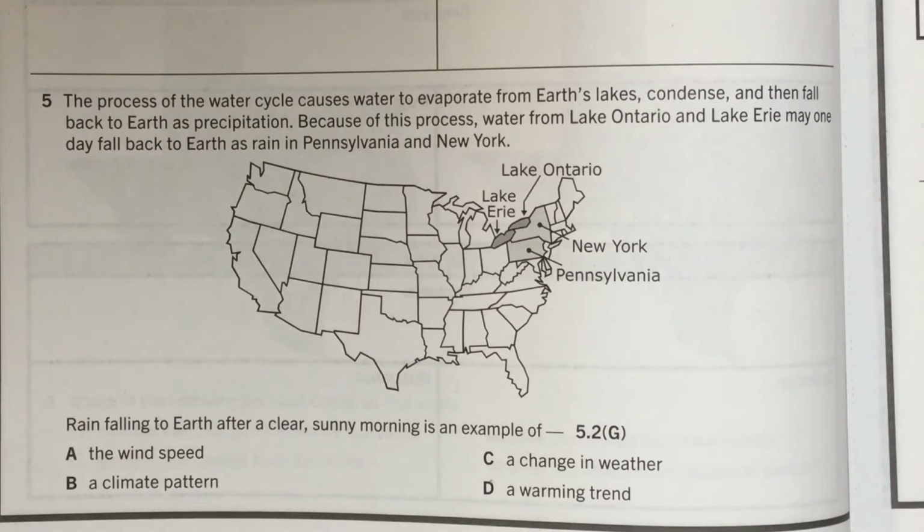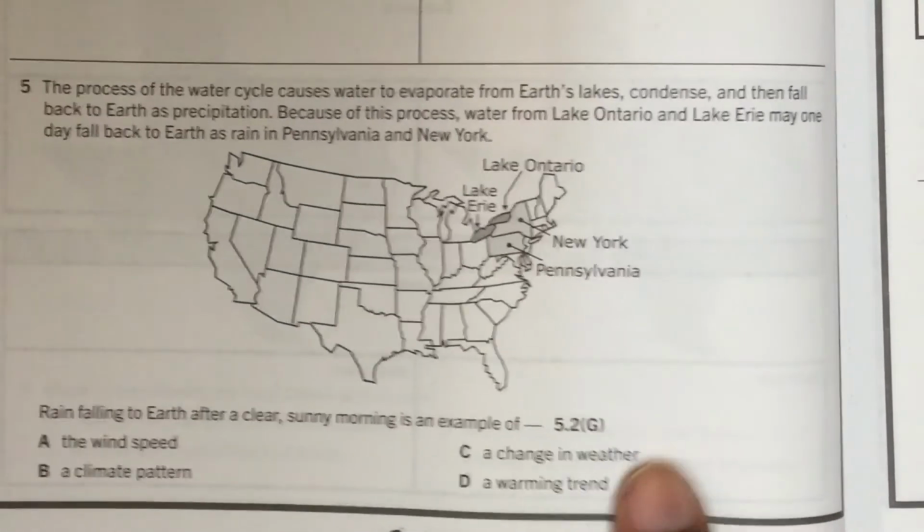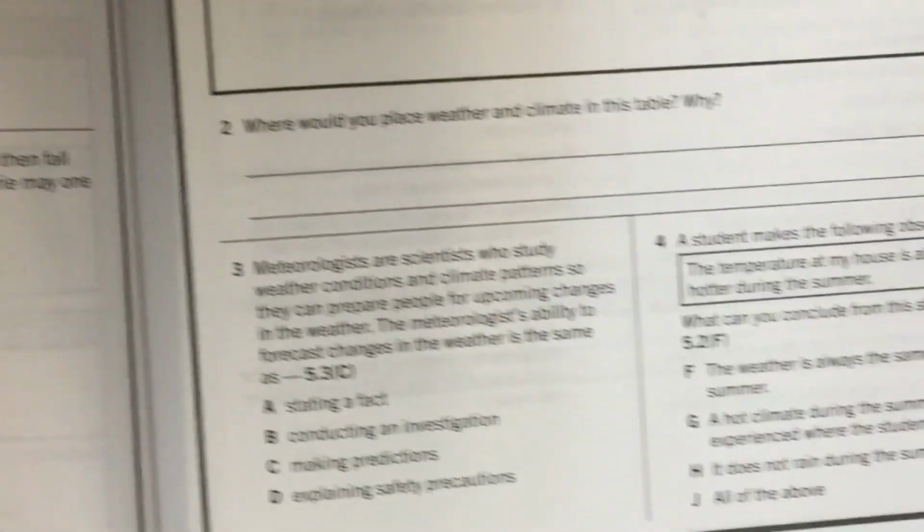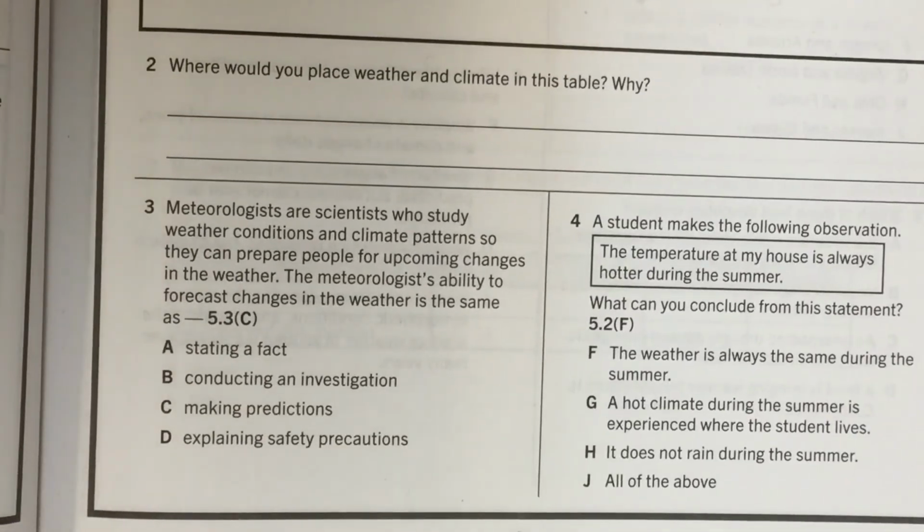Rain falling to Earth after a clear sunny morning is an example of A, the wind speed, B, a climate pattern, C, a change in weather, or D, a warming trend. We are going to do the questions 3 and 4 on the next page.